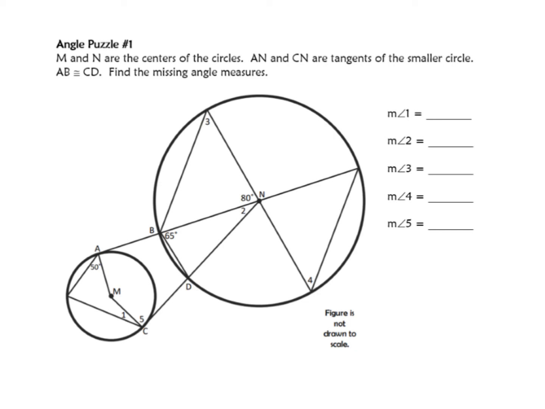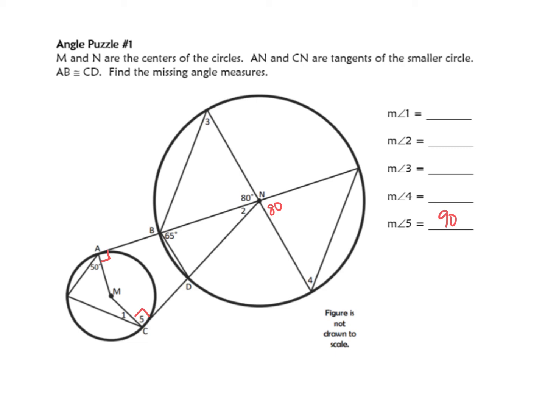All right, so I see I have a vertical angle here in the middle at N, so this is 80. I should probably read the directions. M and N are centers. AN and CN are tangents to the smaller circles. So if they're tangents, that means I'm going to have right angles here. If there's angle 5, then it has to be 90.